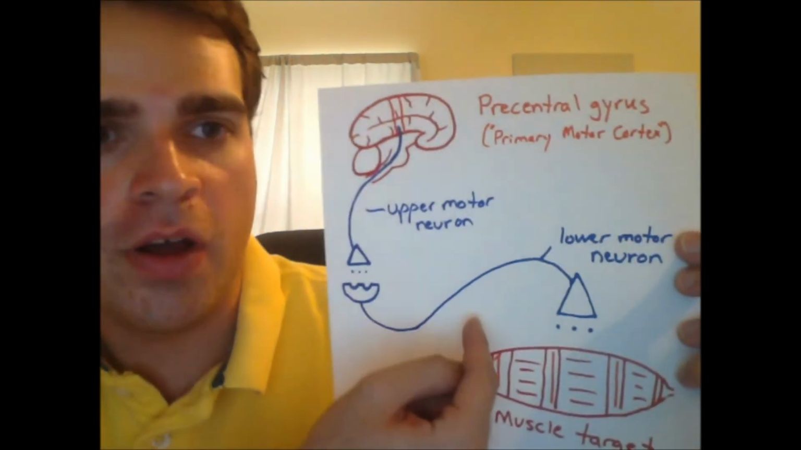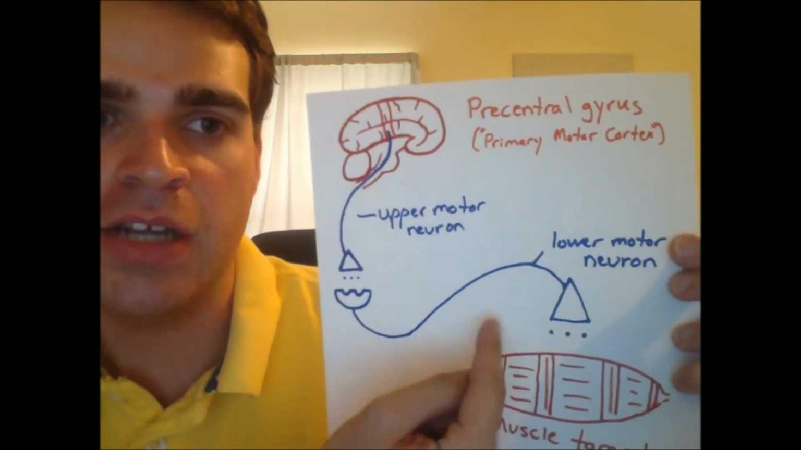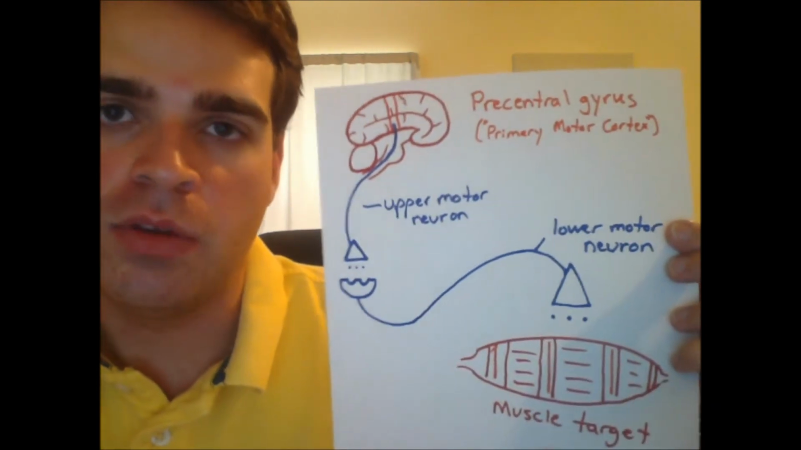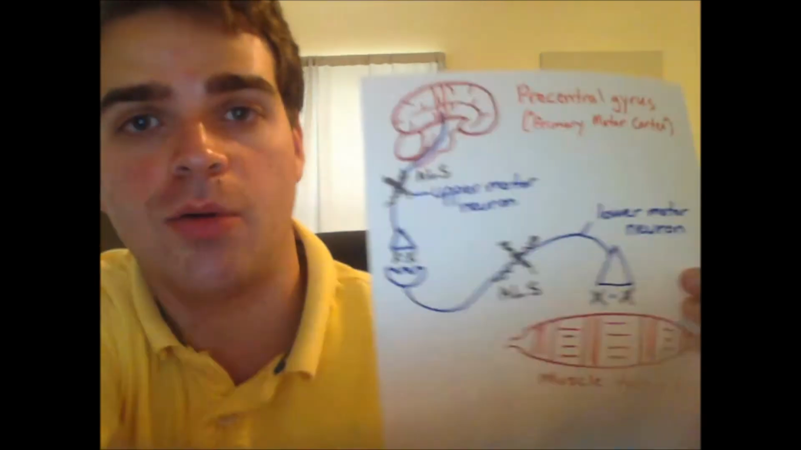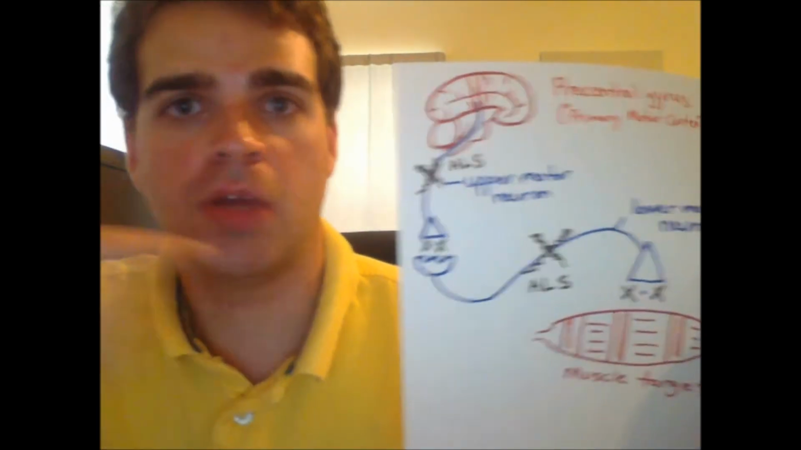The lower motor neuron, once triggered by the upper motor neuron, is then going to send neurotransmitters to the muscle target, which is going to tell that muscle to contract. At least this is how it works in a normal functioning brain-to-muscle connection.